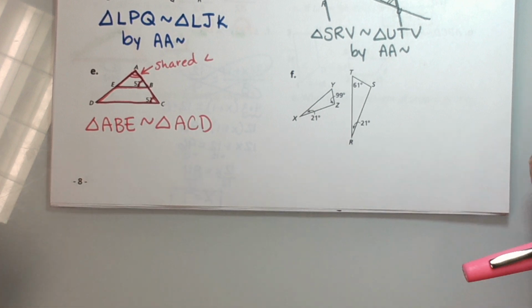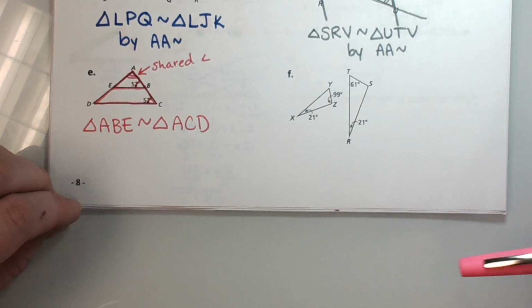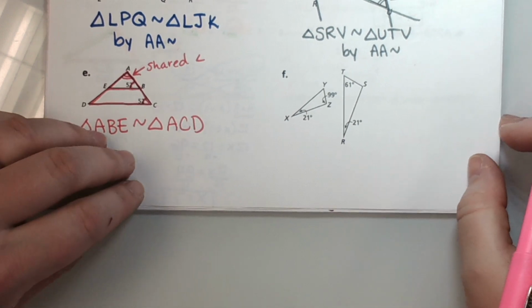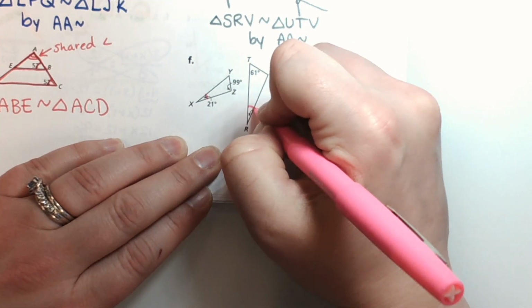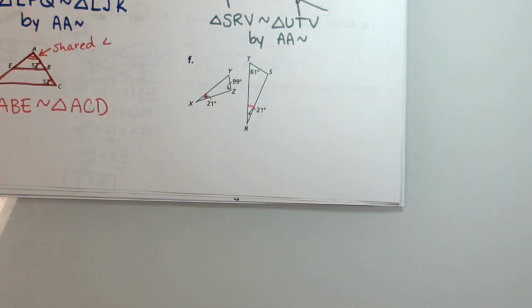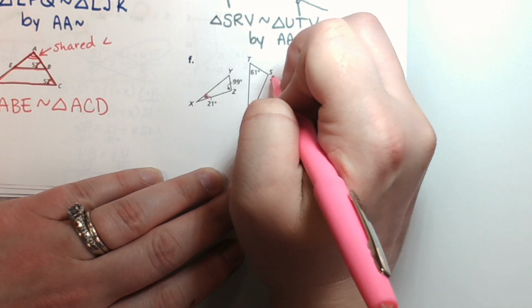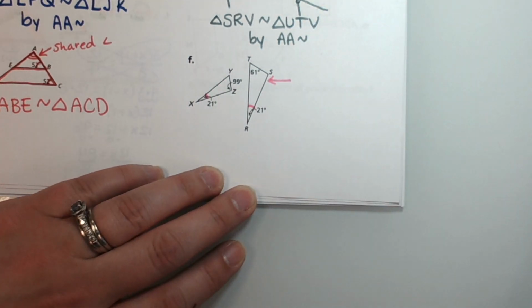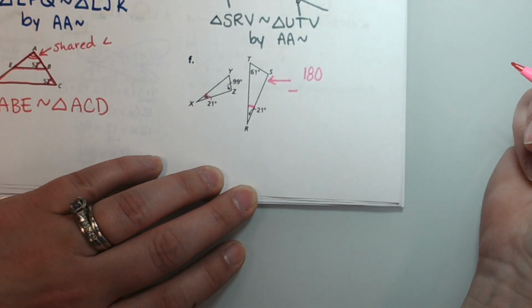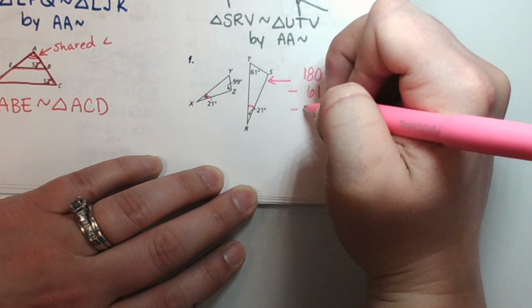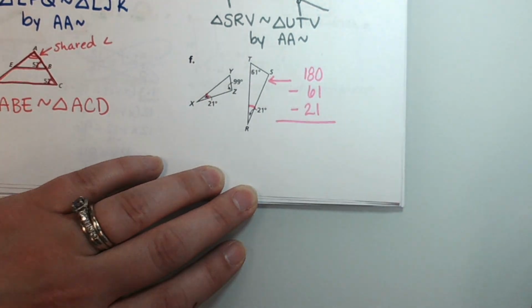Final problem on this page. Do I have any congruent angles? Yeah. Got a couple of 21s. That one's congruent to that one. I got a 99 and a 61. They do not match. But could the other ones match? Yes. How do I find, for example, angle S? 61 and 21, because those are the two angles in that triangle.